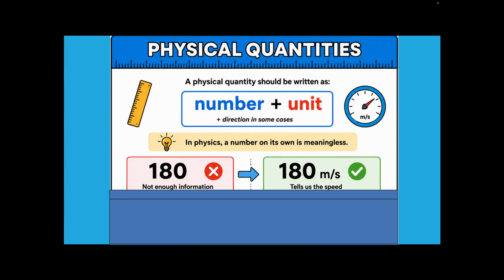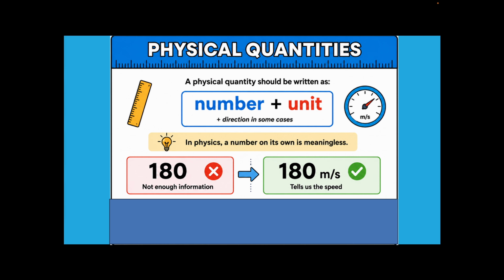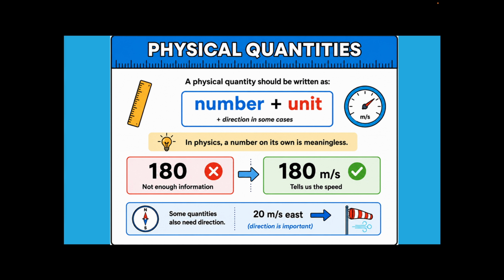For example, 180 by itself is not very useful, but 180 meters per second tells us much more. It tells us we are talking about speed or velocity. Sometimes, if the quantity has direction, we also need to include the direction. So when you answer numerical physical questions, remember that the unit gives meaning to the number.